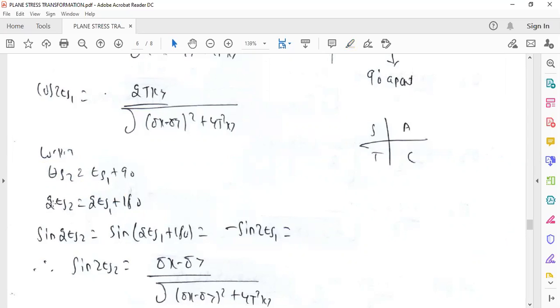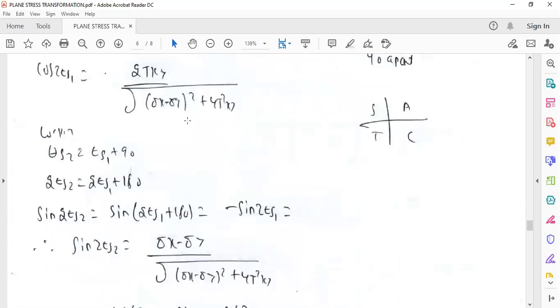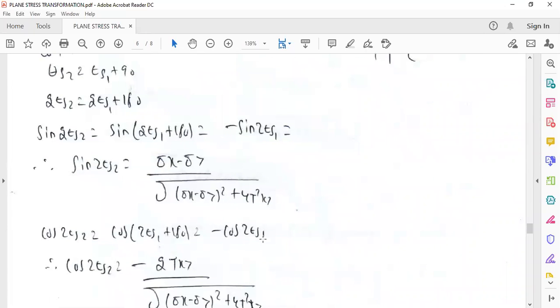Now, if I write 2 theta s2 is equal to 2 theta s1 plus 180 degree, sine 2 theta s2 is equal to sine of 2 theta s1 plus 180 degree. Instead of theta s2, if I write theta s1 plus 90 degree and multiply by 2, it will be 2 theta s1 plus 180 degree. But sine of 180 plus theta is minus sine theta, which will be equal to minus of minus sigma x minus sigma y, which becomes plus sigma x minus sigma y by root of sigma x minus sigma y square plus 4 tau xy square.